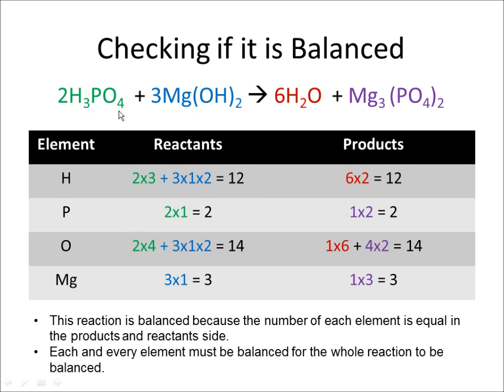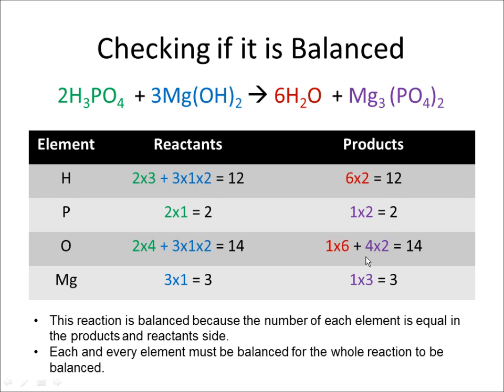Phosphoric acid. Each phosphoric acid has 4 oxygens, right? That's what the 4 means after the O. So there are 2 phosphoric acids. So 2 times 4, that's 8. And magnesium hydroxide, how many O's does it have? Well, each hydroxide has 1. There's 2 per magnesium hydroxide. And there are 3 magnesium hydroxide molecules, or compounds, in this reaction. So we add everything up. That's 8 plus 6, that's 14.